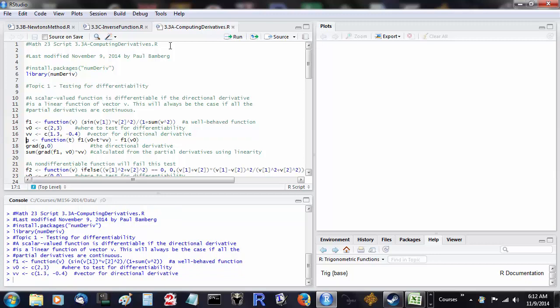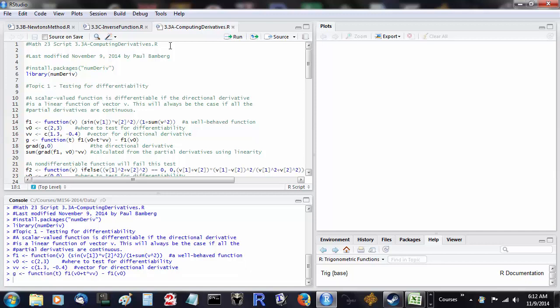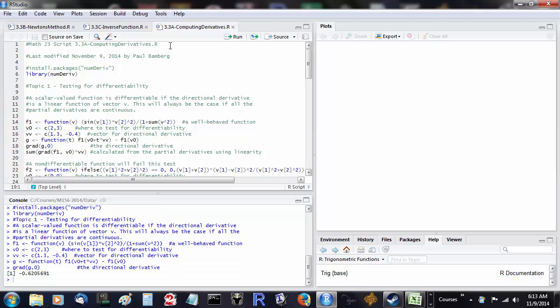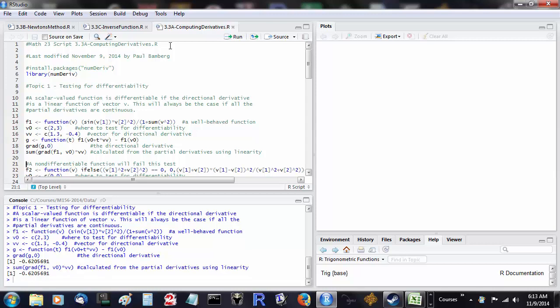I calculate the directional derivative as a derivative of a function of a single variable t, basically saying I'm going to move a short distance t along the vector v, the directional vector, subtract off the value at v0, take the derivative of that function with respect to t, and evaluate at t equals 0. That's the directional derivative. Alternatively, and much more simply, I can just take the gradient of the function f1 and calculate its dot product with v, or equivalently, matrix multiply the Jacobian matrix by the vector v, and I get the same answer.